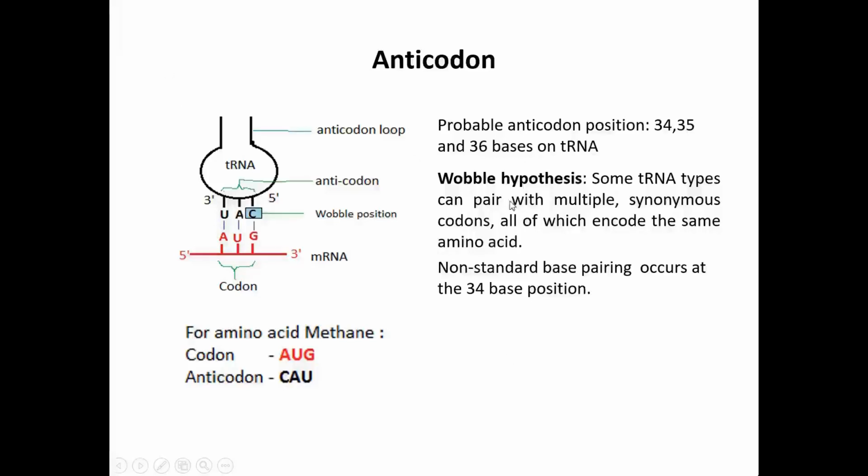Now the next thing is the wobble hypothesis. Some tRNA types can pair with multiple synonymous codons, all of which encode the same amino acid. Here this happens due to non-standard base pairing occurring at the 34 base position.